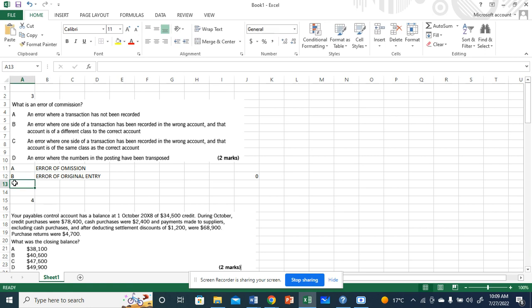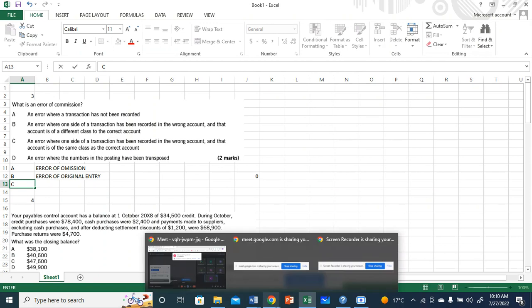And then we would see an error where one side of the transaction has been recorded in the wrong account, and that account is of the same class as the correct account. So our answer is C.